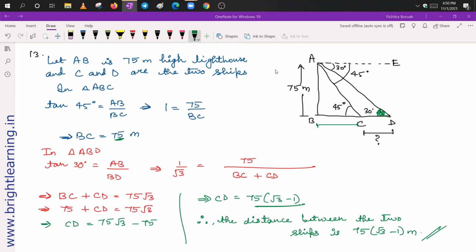Okay. So like this chapter, are you finding this chapter tough or easy, students? It's somewhat average. It's average, right?